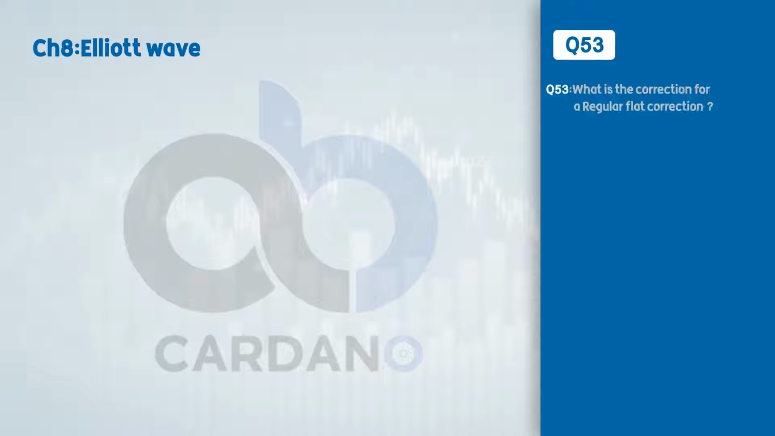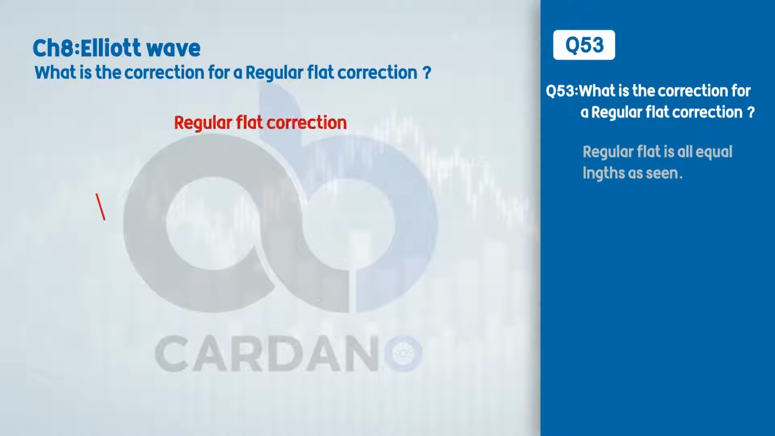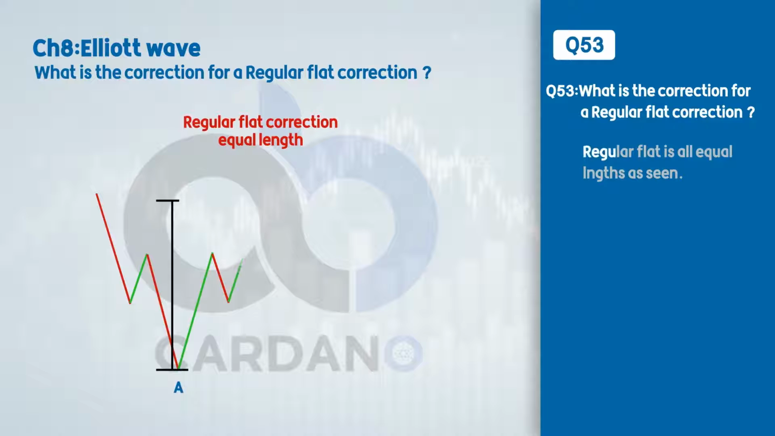Question number 53. What is the correction for a regular flat correction? The answer is regular flat is all equal length as seen.